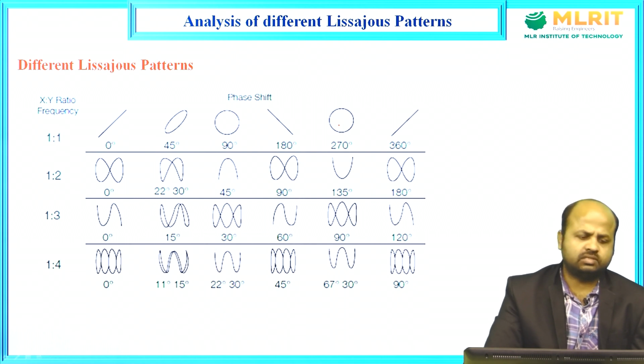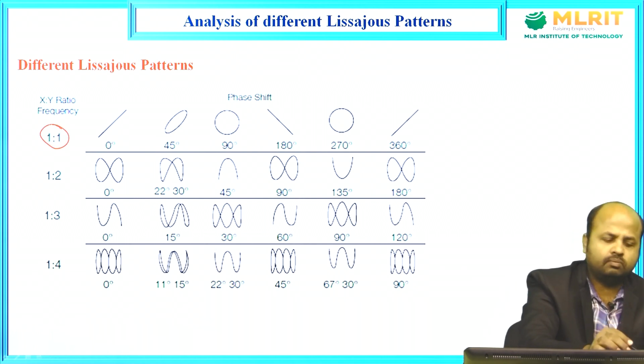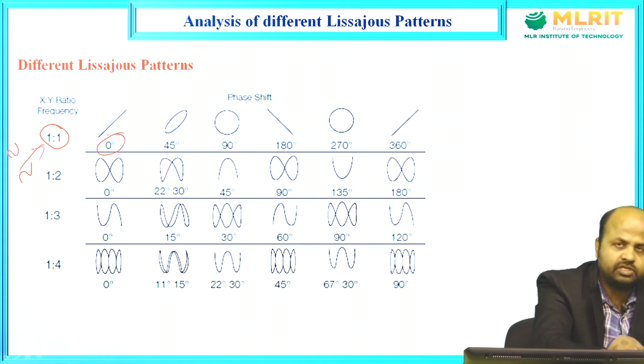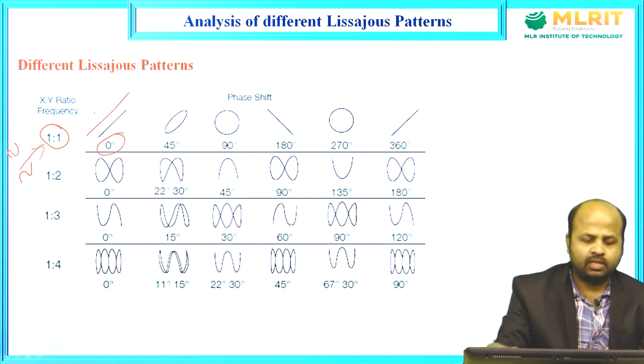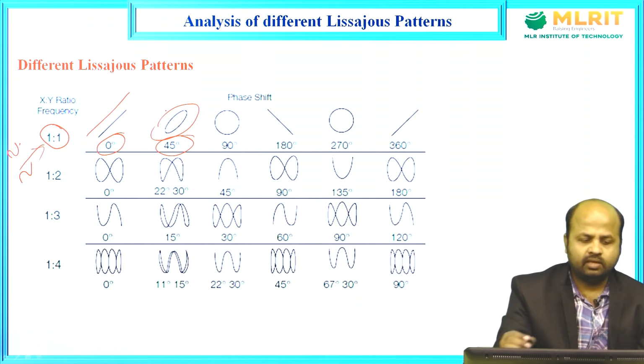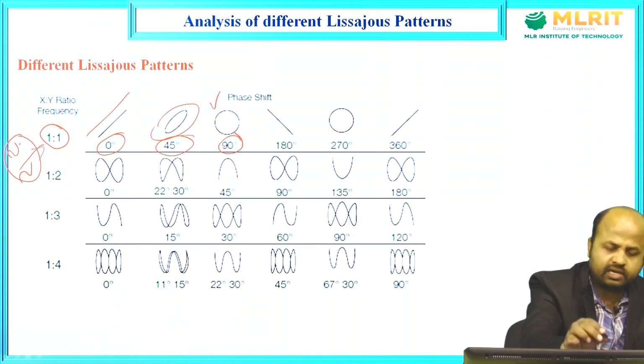So here we can see the overall summary of how the frequency as well as the phase can be calculated by the Lissajous pattern. If the frequency ratio is 1:1, meaning both signals have equal frequency, then if the phase difference is 0, we will get a line having a 45 degree slope. If the phase difference between the two signals is 45 degrees, we will get an ellipse. If the phase difference between the two sine waves is 90 degrees, we will get the circle.